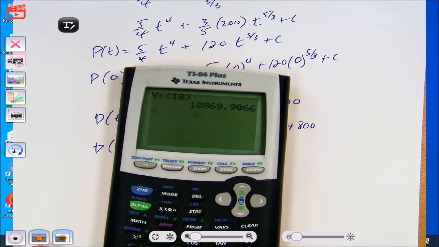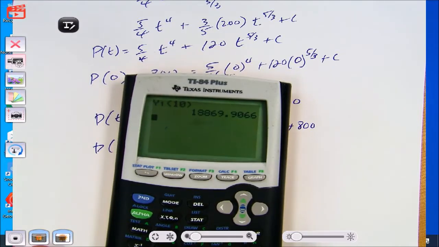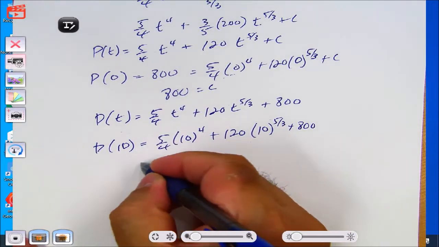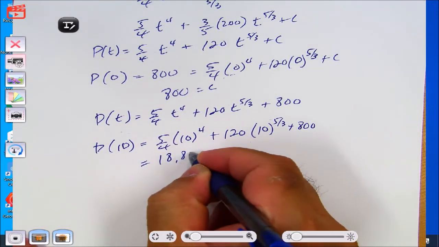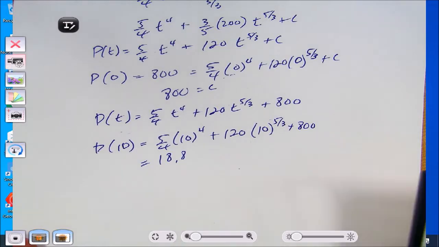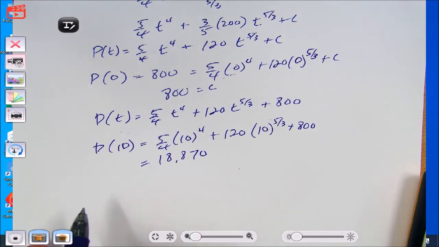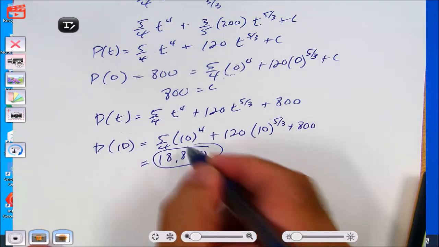That gives me 18,870. All right. So that's the predicted population. That was example B. All right, C. So this is the answer to B.